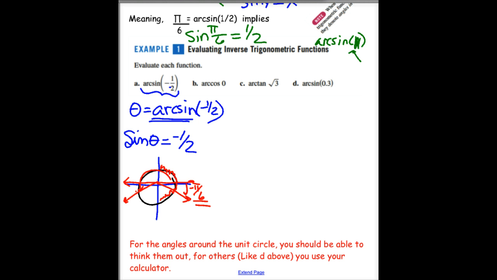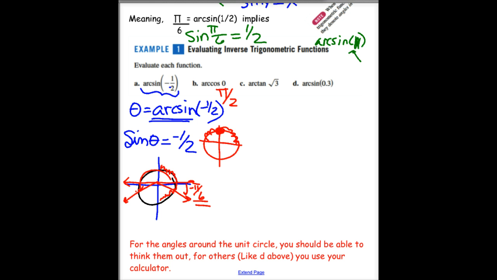Let's just do it with common sense. What angle has a cosine of 0? What's the answer? Pi over 2. Yeah, what angle has a cosine, or x value, of 0 and it's in cosine's domain? So that would be pi halves.